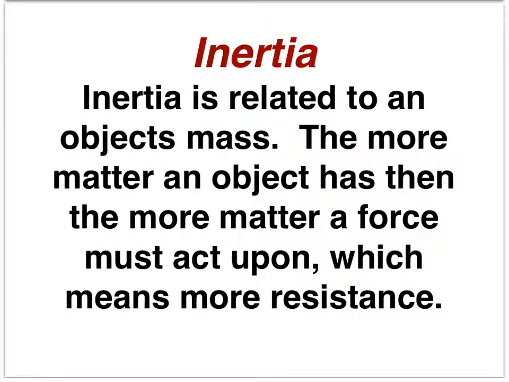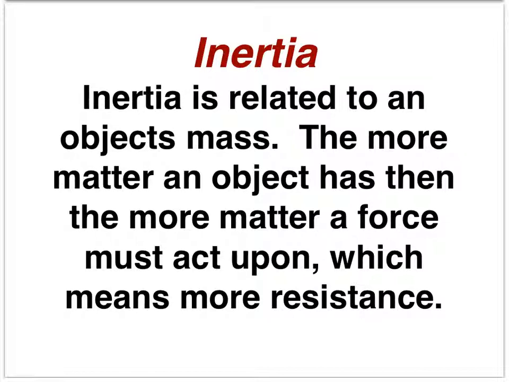Inertia is related to an object's mass. The more matter an object has, then the more matter a force must act upon, more stuff to push or pull, which means more resistance. A Mack truck, for example, has a lot more matter to it than a Prius, and a Mack truck is a lot harder to move, either to push to speed up or to stop to slow down.